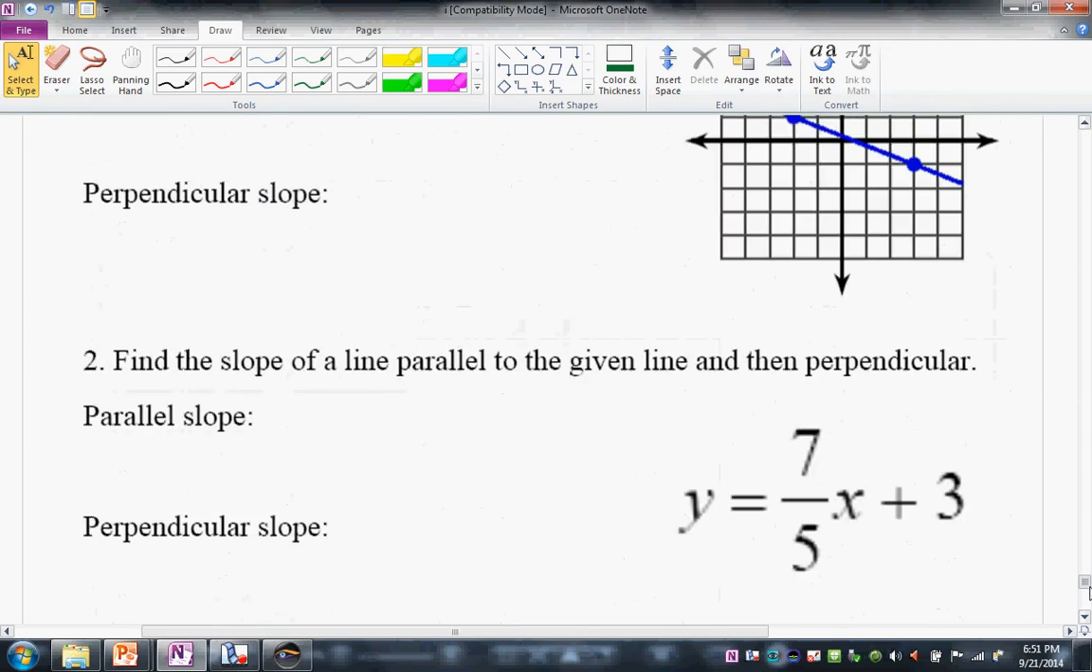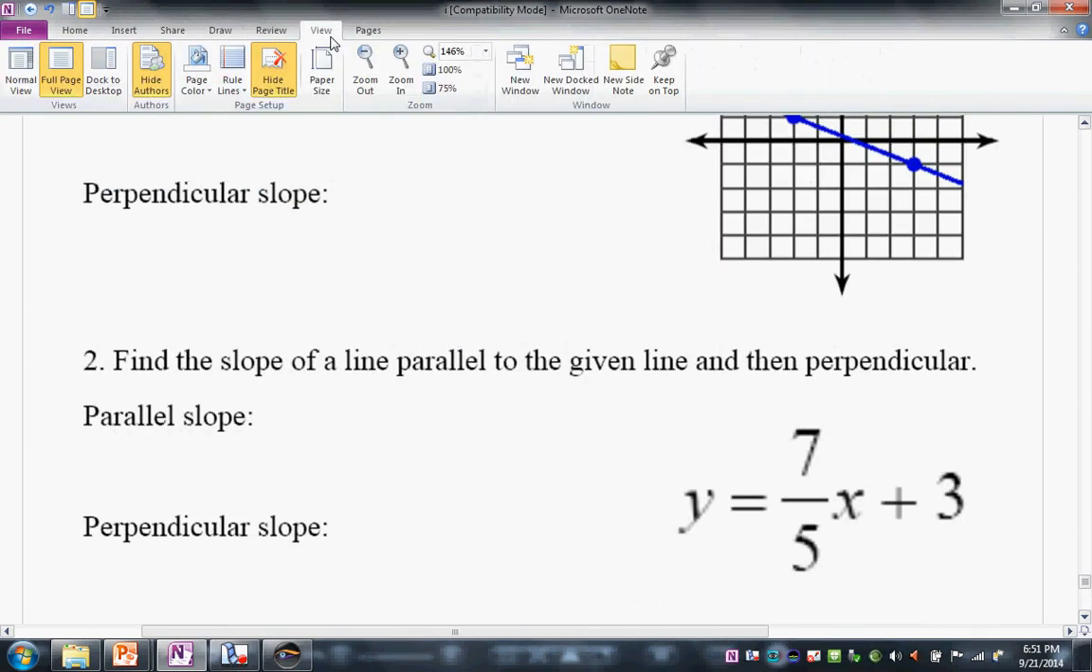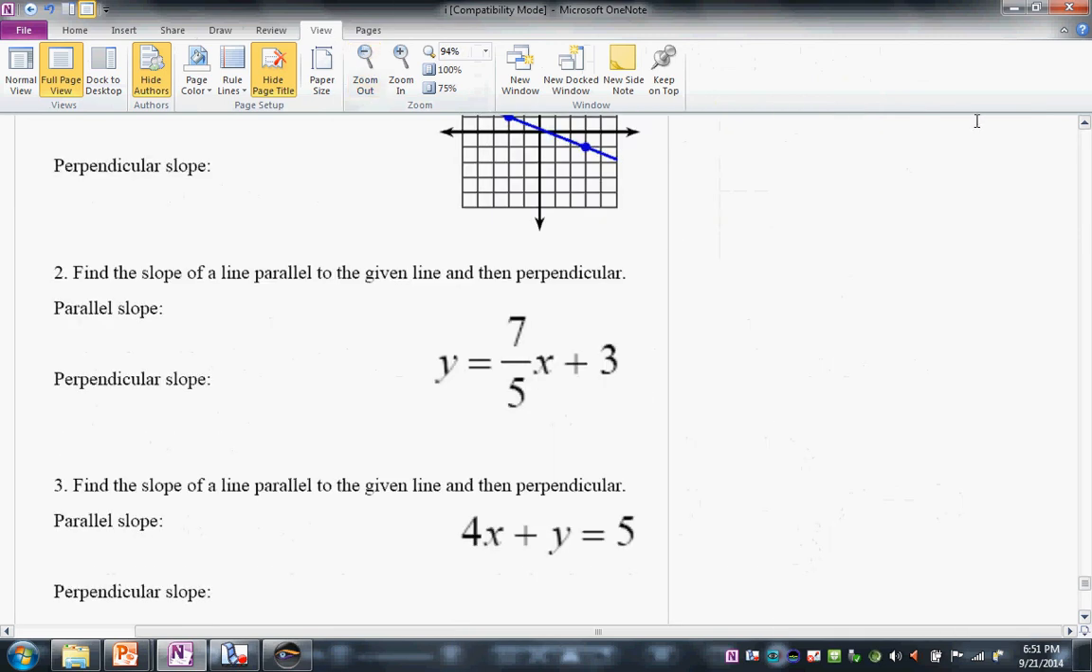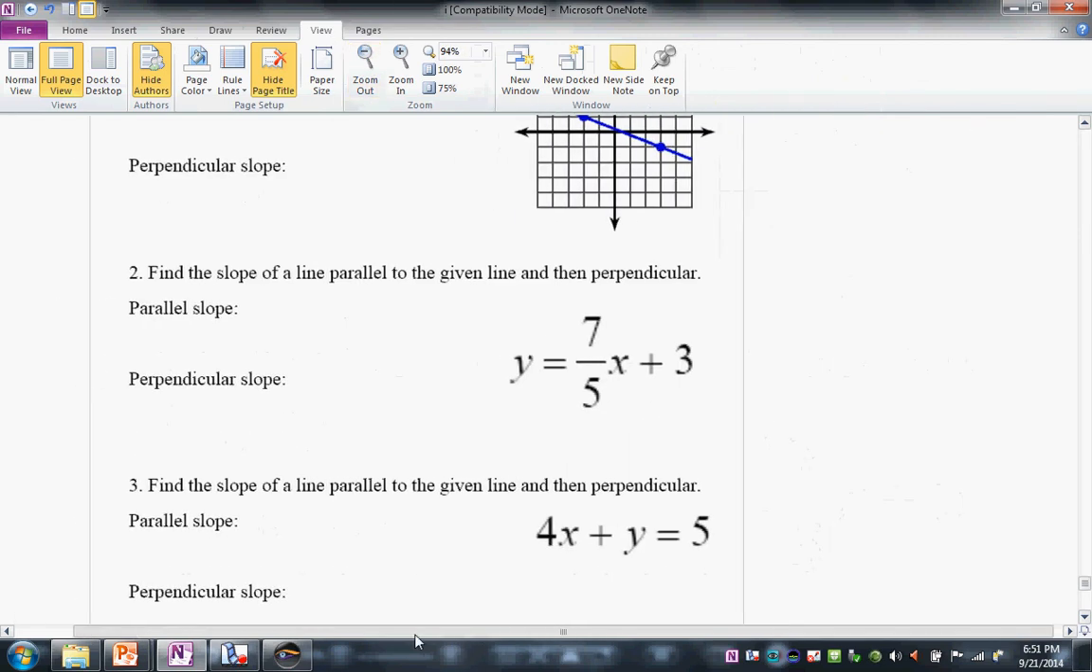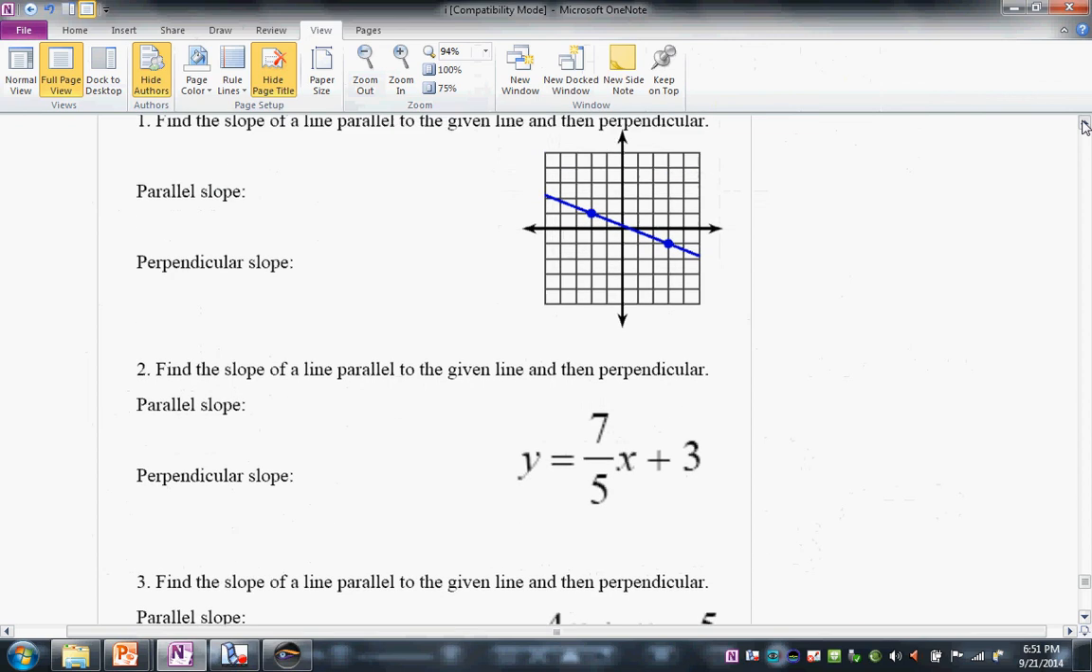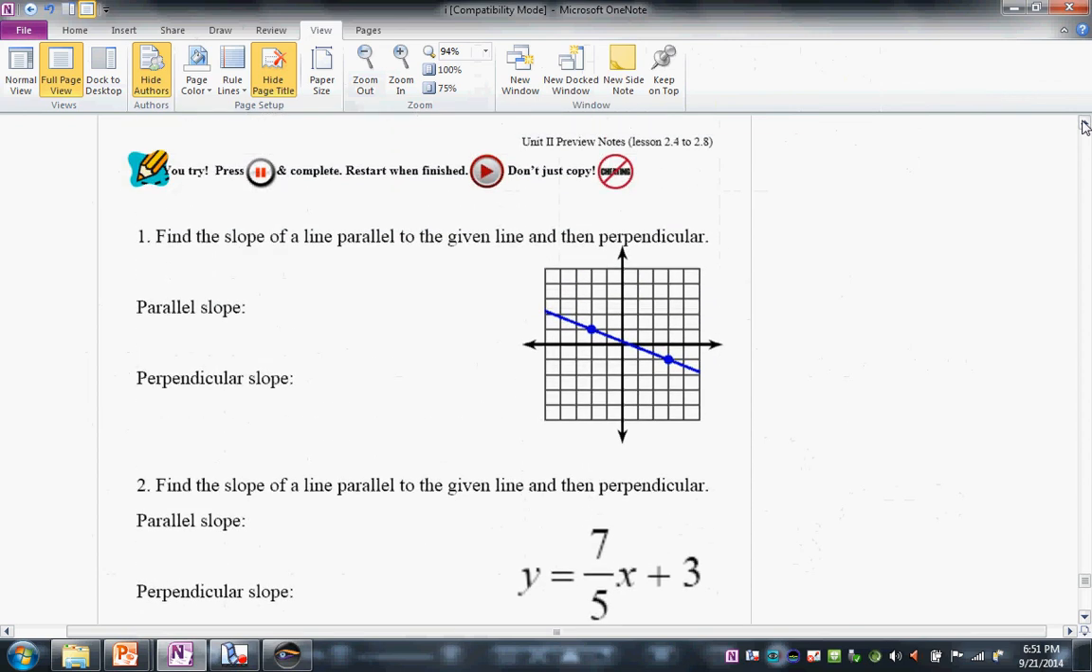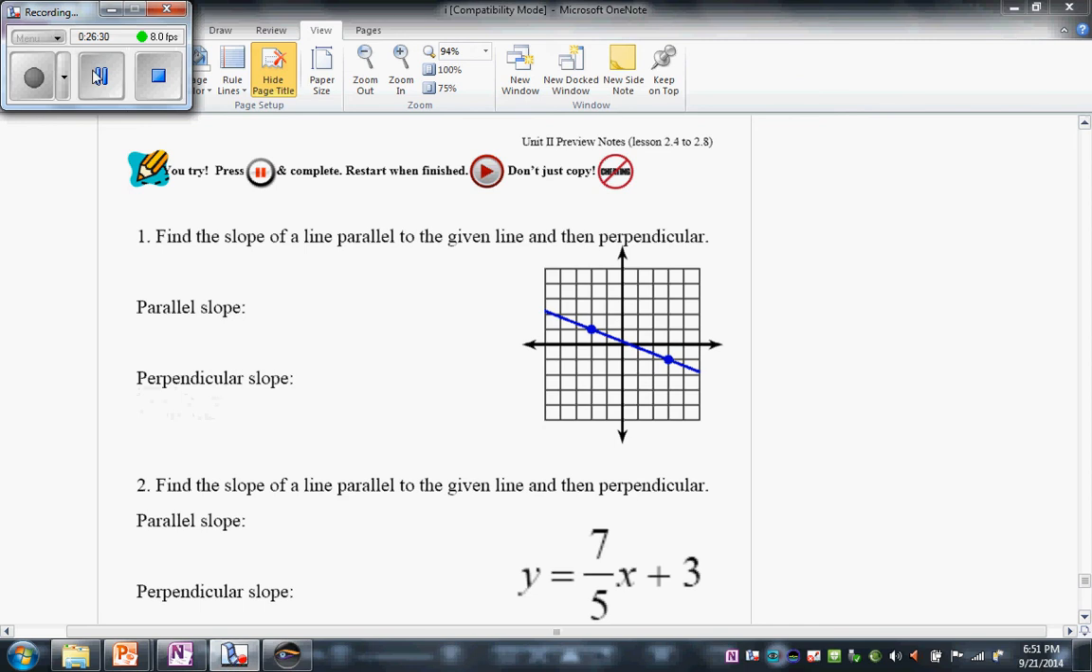So I'd like you to pause and do this page on your own. Do pause the video. Please, please, please pause the video. Do this page on your own. It'll take you a couple minutes. And then restart the video when you are finished checking your work.